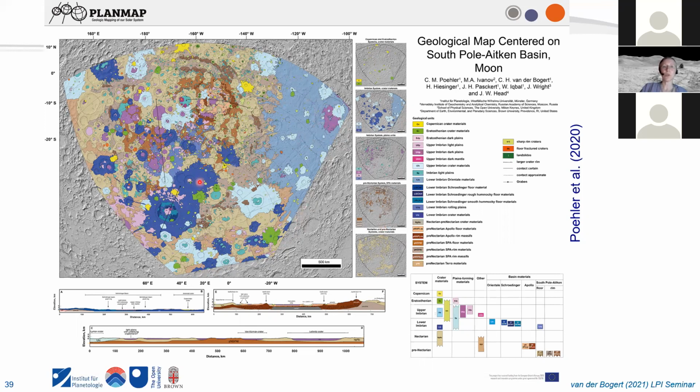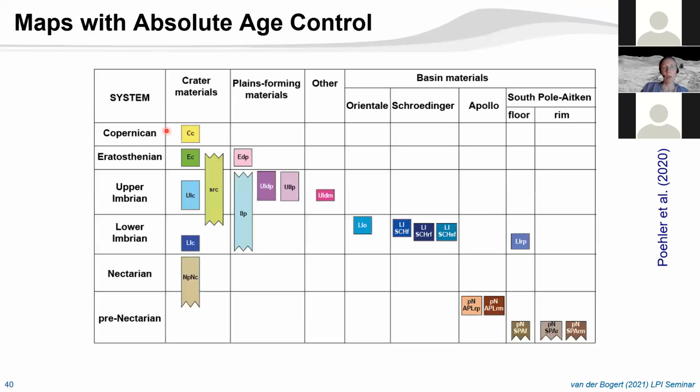And so she and Misha Ivanov started by doing the Apollo Basin region, and Claudia extended it to this area, with Misha doing a bulk of the work in Oriental. And these units are then basically fixed by marker units that have the ages determined for them.